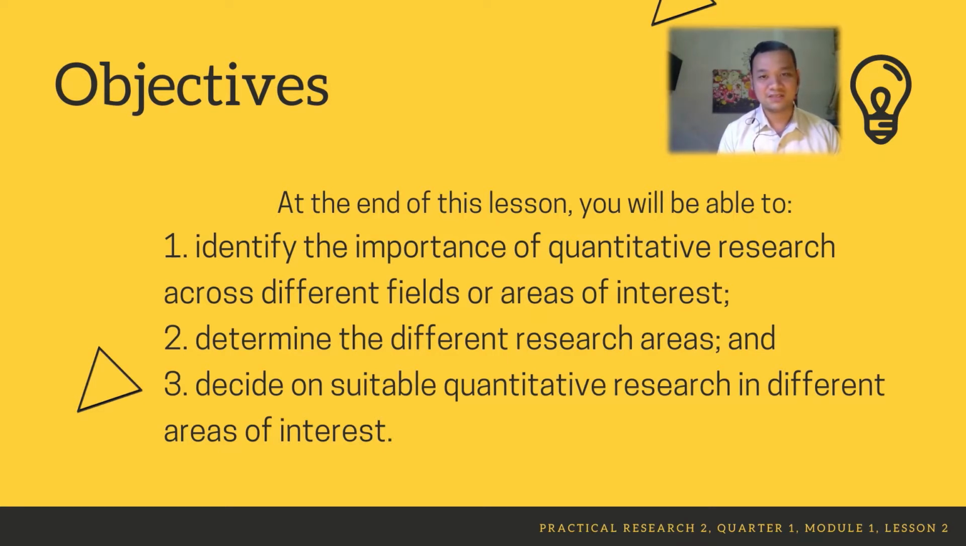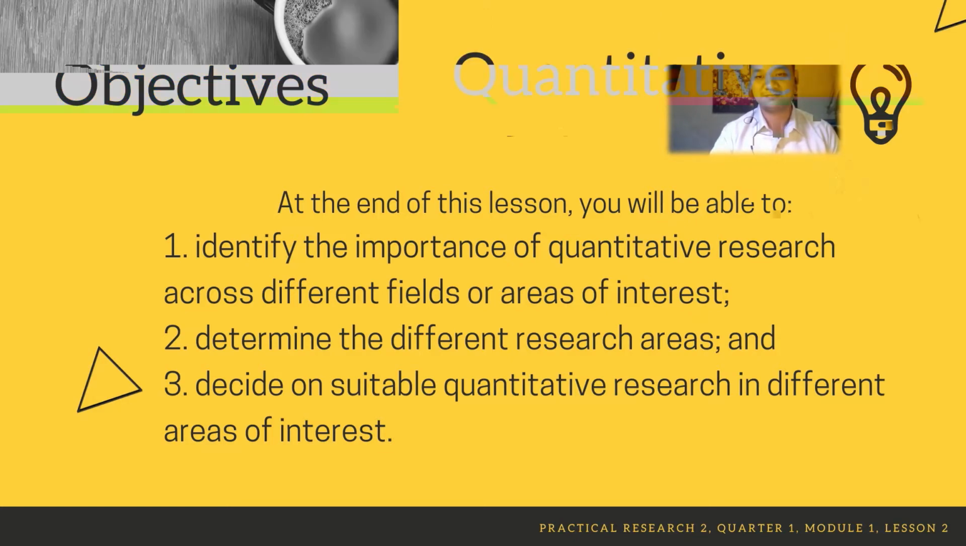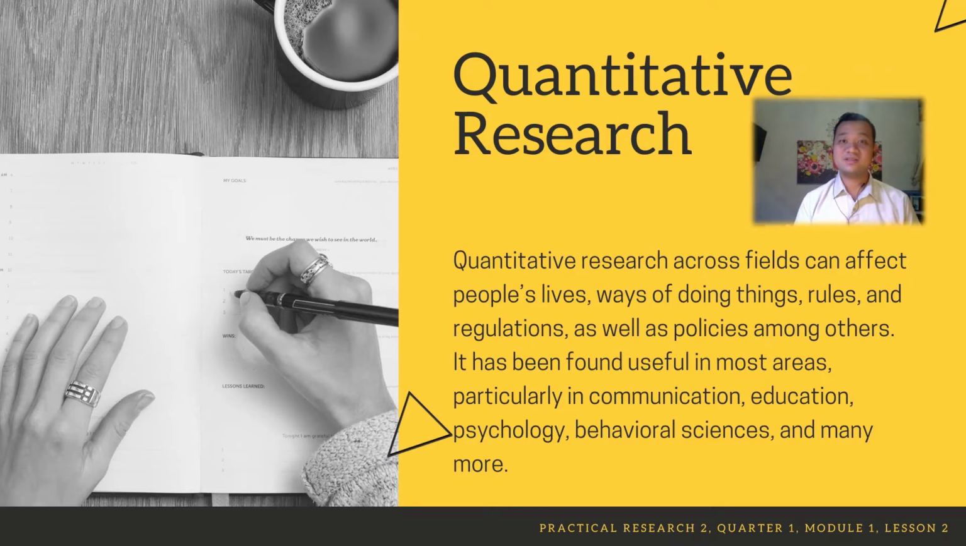At the end of this lesson, you will be able to: number 1, identify the importance of quantitative research across different fields or areas of interest; number 2, determine the different research areas; and number 3, decide on suitable quantitative research in different areas of interest. The question now is, what is the importance of quantitative research across fields?